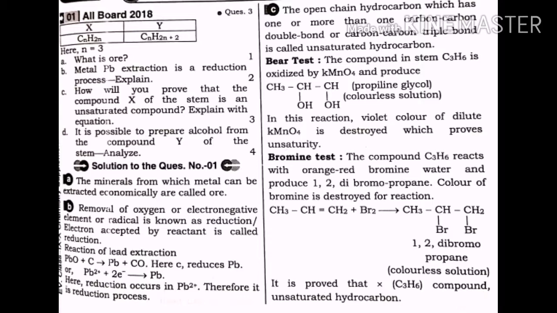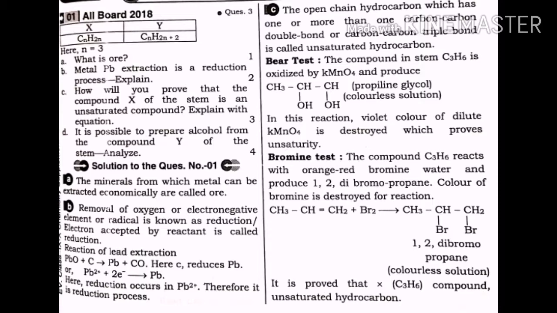The reduction reaction of lead extraction is given below. Lead oxide plus carbon gives lead plus carbon monoxide. Here oxygen goes to carbon and produces carbon monoxide. That means the Pb2+ ion gains 2 electrons and produces lead. Here reduction occurs on Pb2+, therefore it's a reduction process.